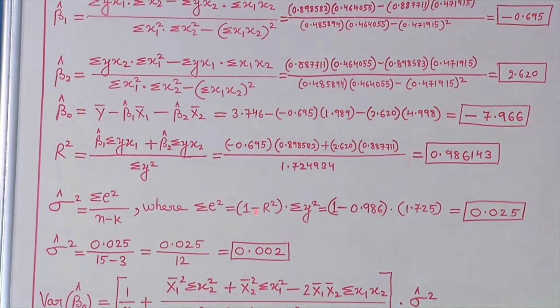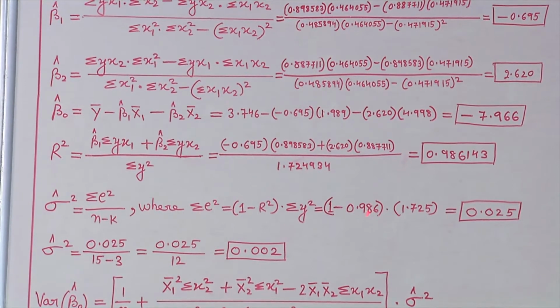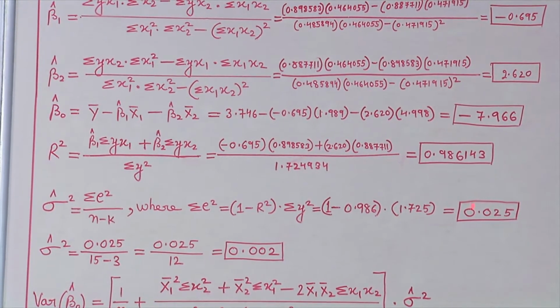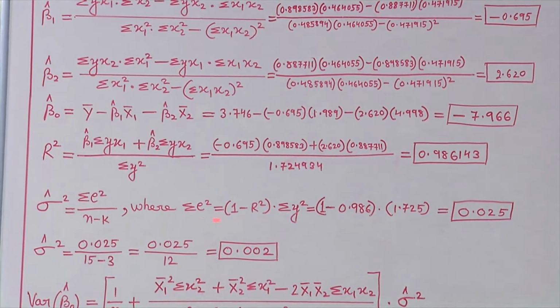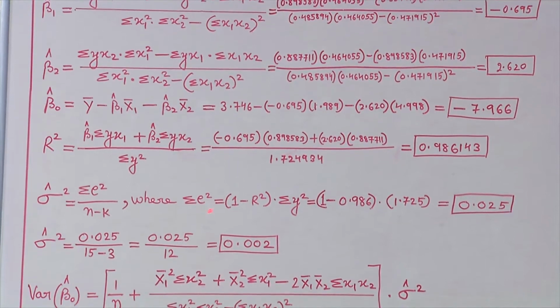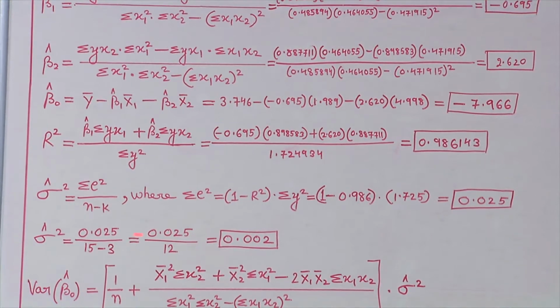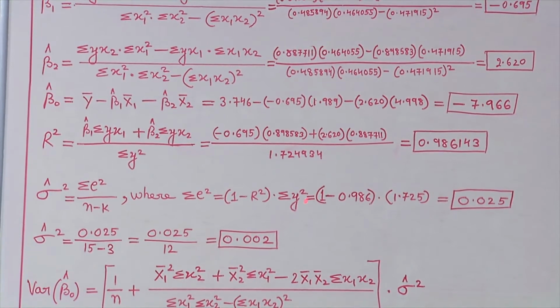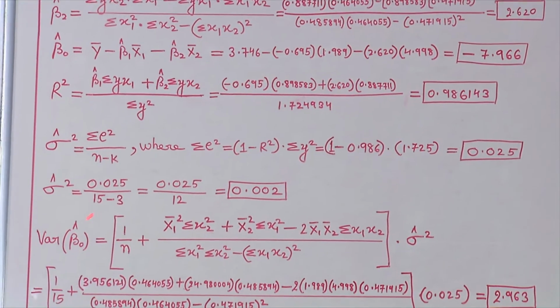squared as 1 minus r squared into summation of y squared, which is equal to 1 minus 0.986 into 1.725, which is equal to 0.025. After substituting this summation of e squared in the formula of sigma squared hat, we get sigma squared hat as 0.002. Now, with the value of sigma squared hat, we may calculate the variance of beta naught hat.